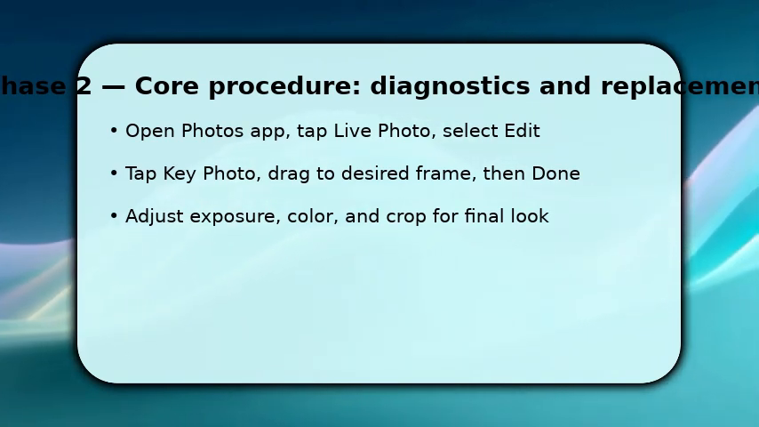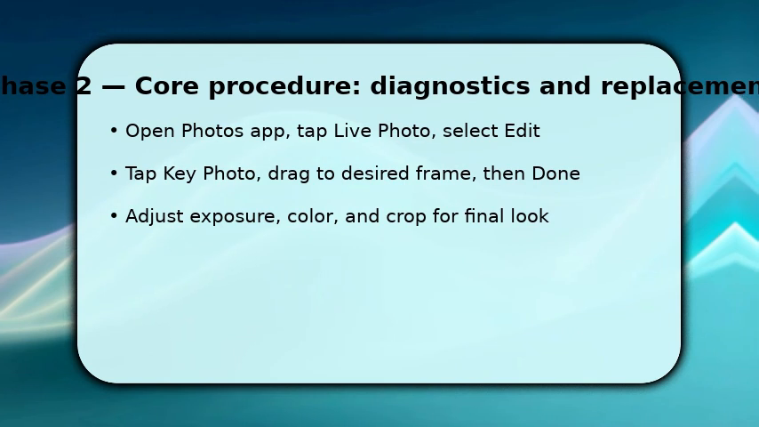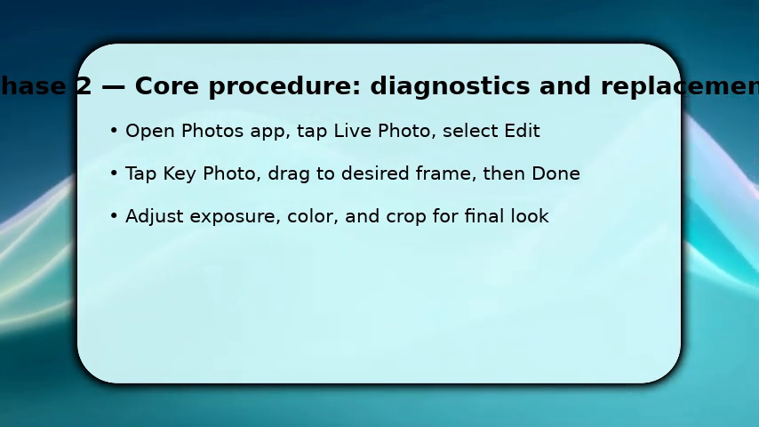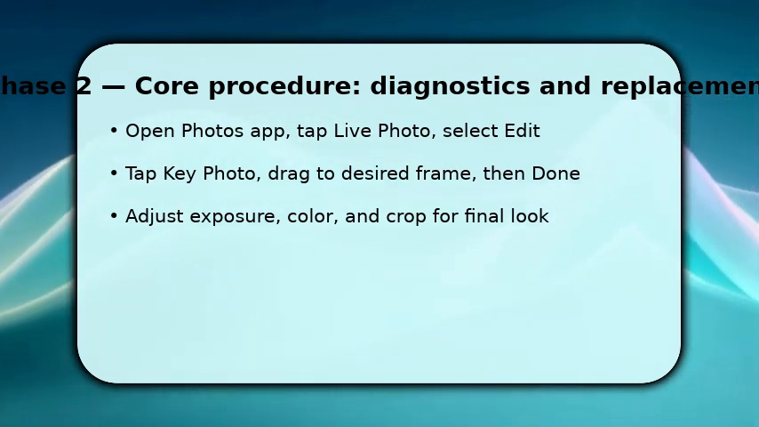This is where you refine the moment. Tap Edit, then Key Photo, and drag the frame picker to set the exact still you want to present. This chooses the primary image viewers see.